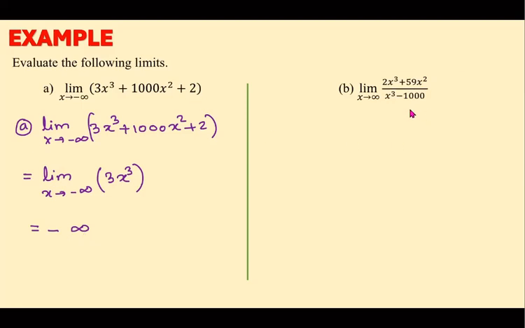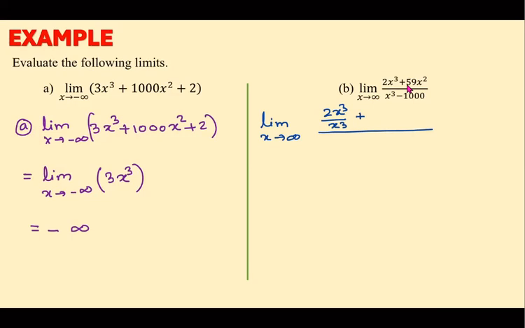Okay, here's the next one, B. We have to find the limit as x approaches infinity of this rational function. You can see that the highest power in the denominator is x cubed. So in order to find this, we divide by the highest power. What I mean by that is we do this. The limit as x approaches infinity: we have 2x cubed, we divide by x cubed. The highest power of x in the denominator is x cubed, so we divide everything by x cubed.